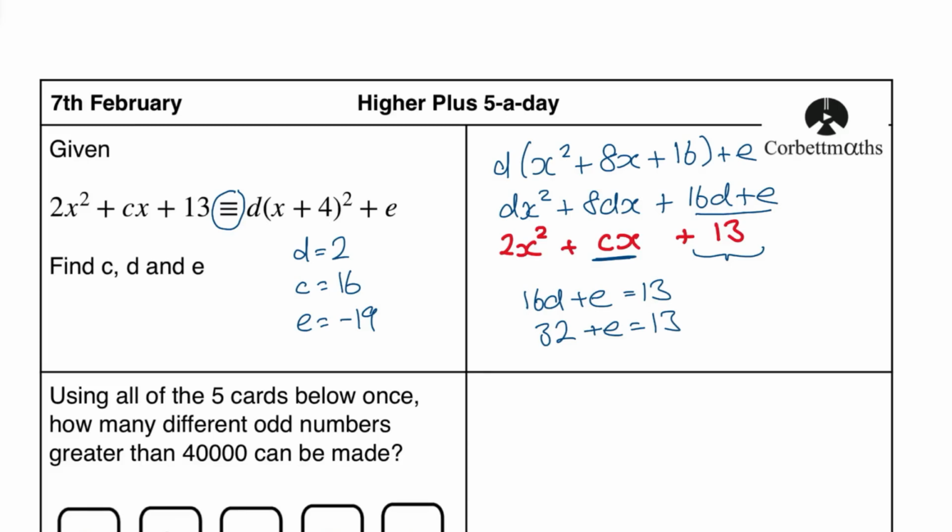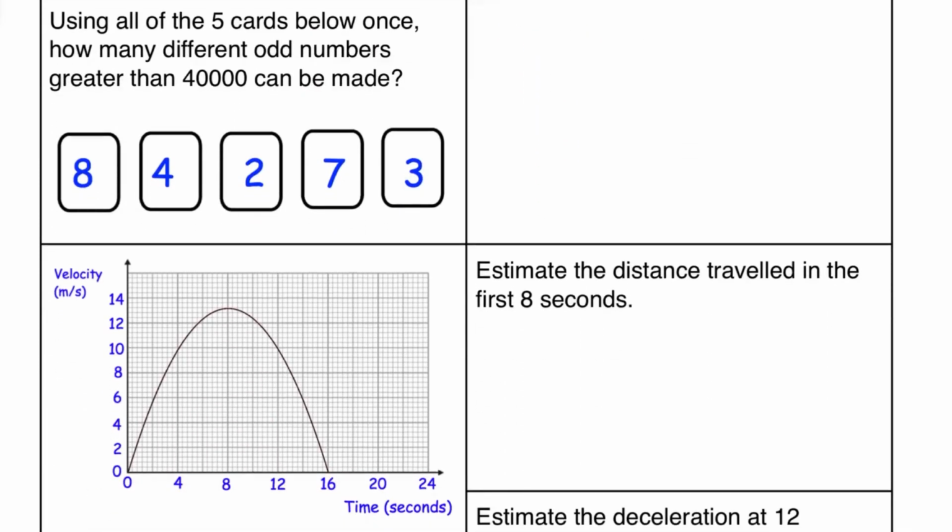Good question, that. Next question. All right, using all 5 of the cards. So that's the important thing. So therefore, I know I'm going to be filling all 5 of the slots. So I don't have to go through the 1-digit, 2-digit, 3-digit different combinations. How many different odd numbers greater than 40,000 can be made?